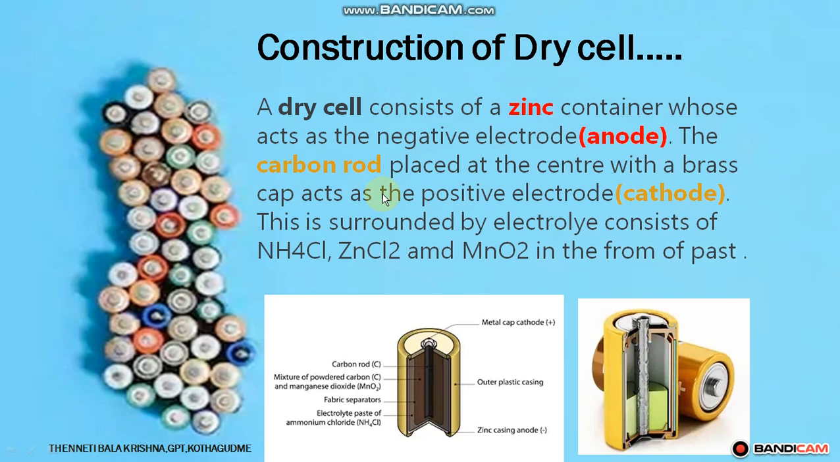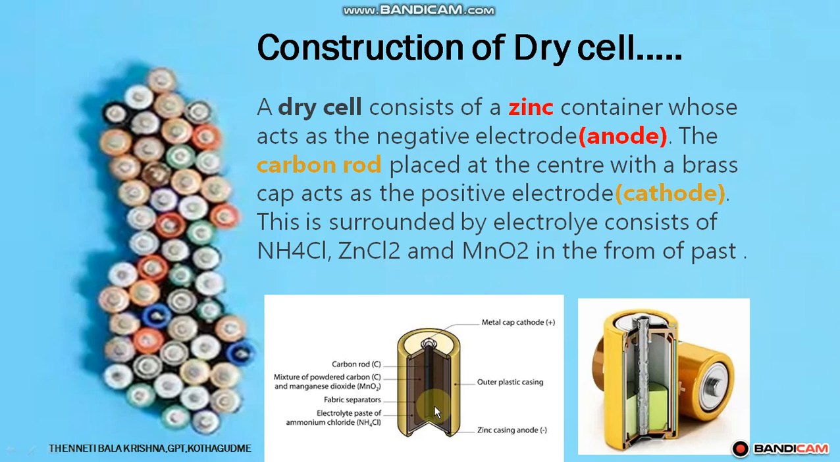The carbon rod, also called graphite, is immersed in the electrolyte and acts as the cathode. The carbon rod is placed at the center of the zinc container with a brass cap. So this is the construction: a zinc container and a carbon rod or graphite rod. Zinc acts as the anode, and the graphite rod acts as the cathode.